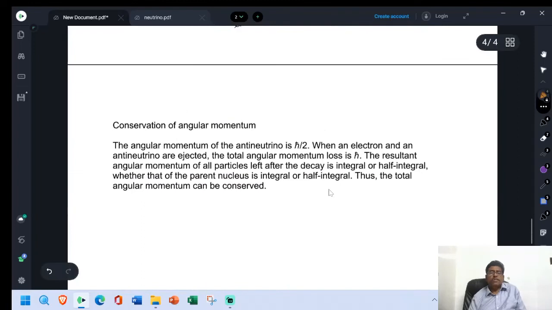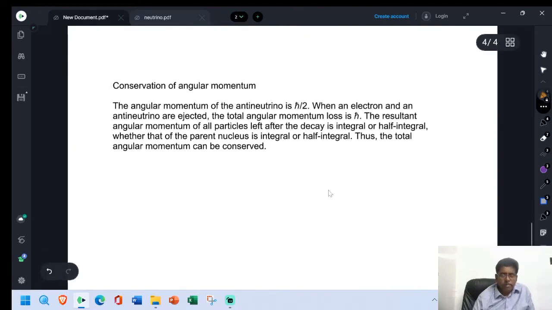Next, consideration of angular momentum. The angular momentum of the antineutrino is h cross by 2. When an electron and an antineutrino are ejected, the total angular momentum loss is h cross. The resultant angular momentum of all particles left after the decay is integral or half integral, whether that of the parent nucleus is integral or half integral. Thus, the total angular momentum can be conserved.